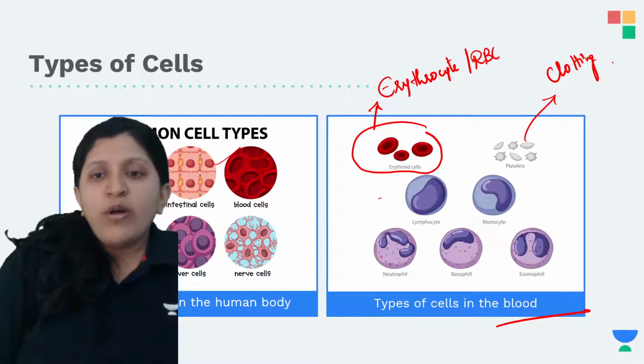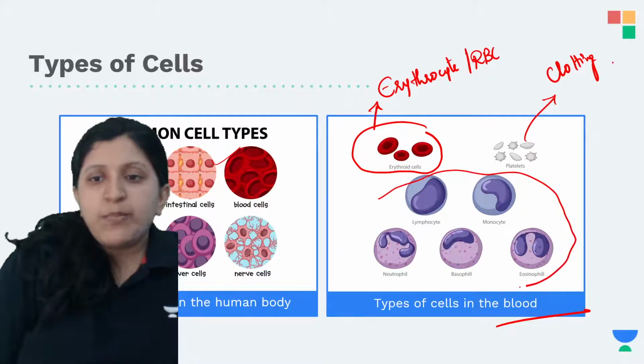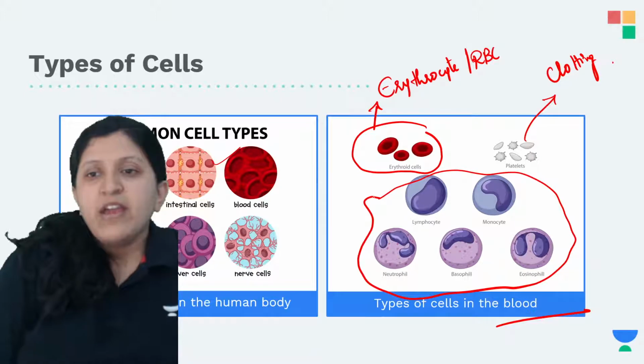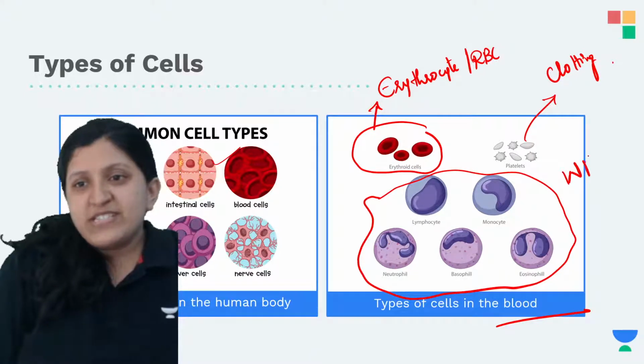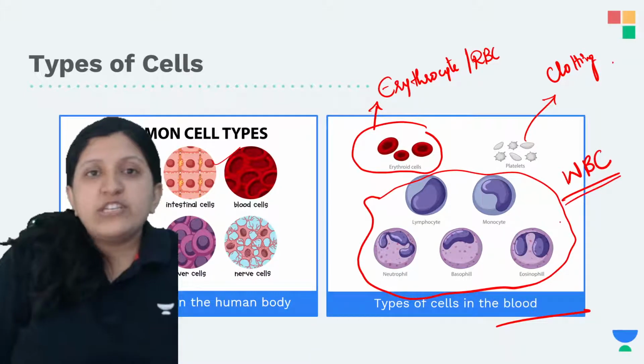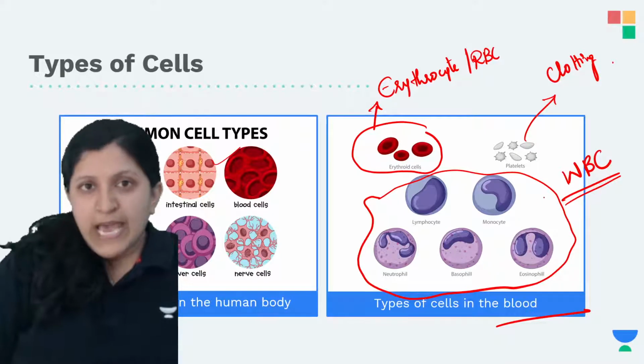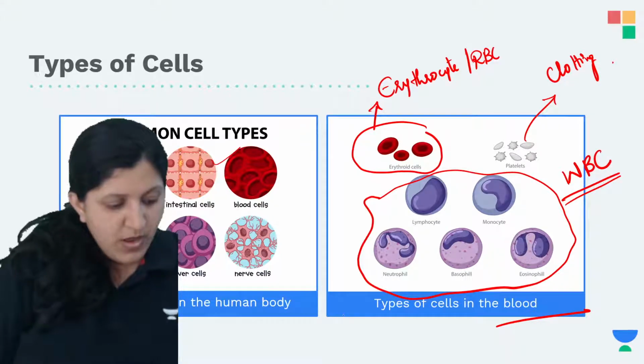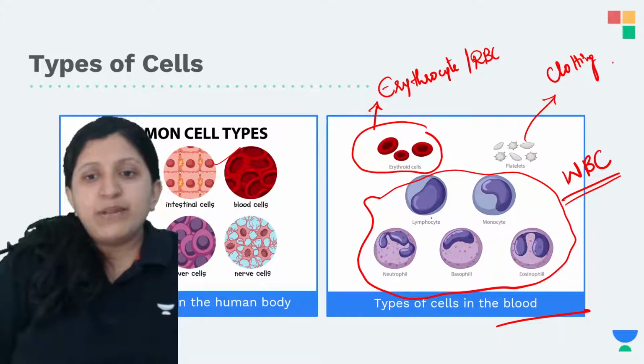And now all this that you see, this complete thing, is actually a WBC. This is a WBC, which is also called a leukocyte, or WBCs, the white blood cells. So the types of cells in the blood are mentioned.